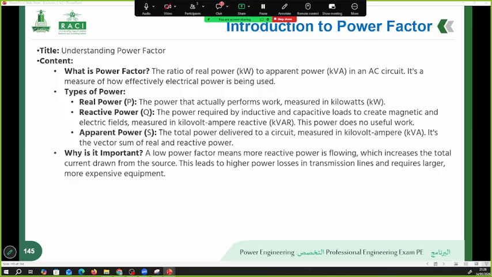We have apparent power, measured in kilovolt-amp. This is the total power that must be supplied to the circuit. It is the vector sum of real and reactive power, represented by the formula S² = P² + Q². It is the size of the power a generator or transformer must be able to produce to meet the load demands.